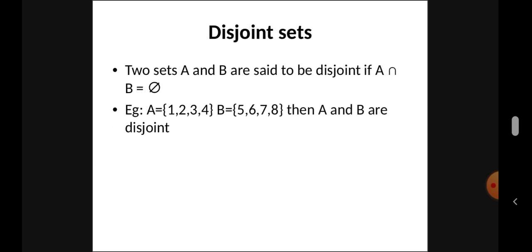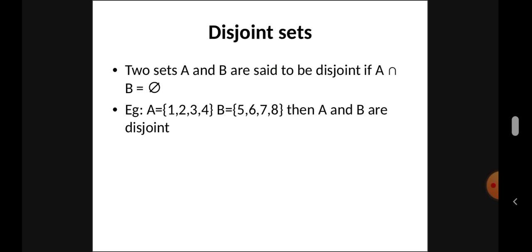നെക്സ്റ്റ് ഈസ് disjoint set. The two sets A and B are said to be disjoint if A intersection B is equal to null. അതായത് എയിലും ബിയിലും കോമൺ ആയിട്ട് എലമെൻറ്റ്സ് ഒന്നും ഇല്ല എങ്കിൽ അത്തരം സെറ്റിനെ നമുക്ക് എന്ത് പറയാം? ഡിസ്ജോയിൻറ്റ് സെറ്റ് എന്ന് പറയാം. So if two sets contain no common elements, then we can say these two sets are disjoint sets. Okay, so A intersection B in this case will be null.